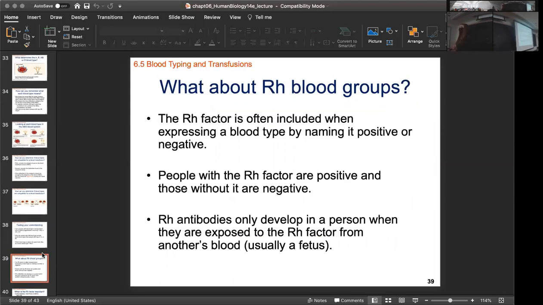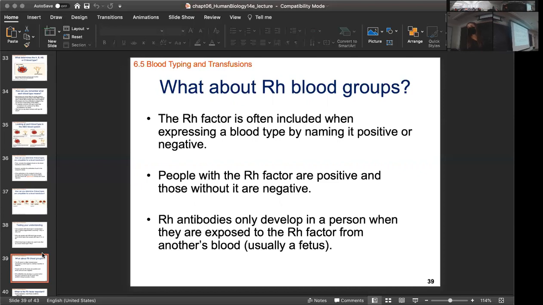So what about the Rh factor? That's that positive and minus that we kept writing next to our slide, or our name. Like, I'm B positive, or I'm A negative, okay? Or I'm O positive, or O negative. So what is that Rh factor, and why is it important?